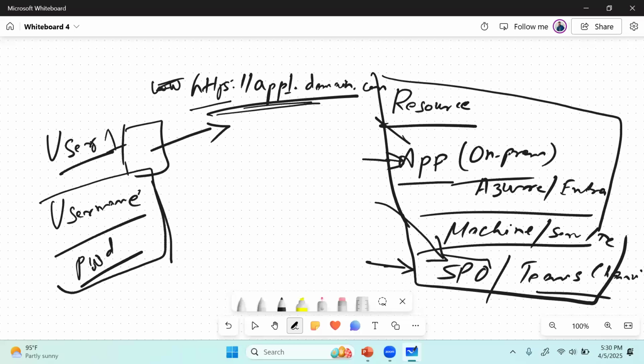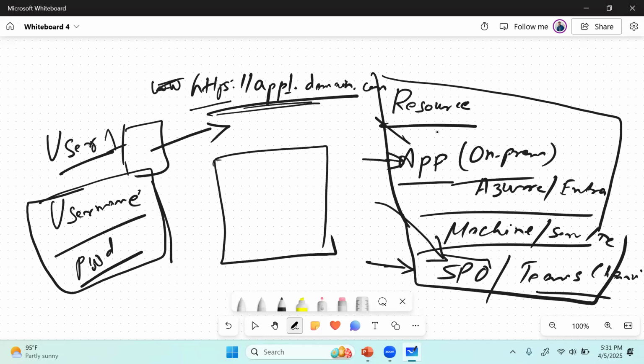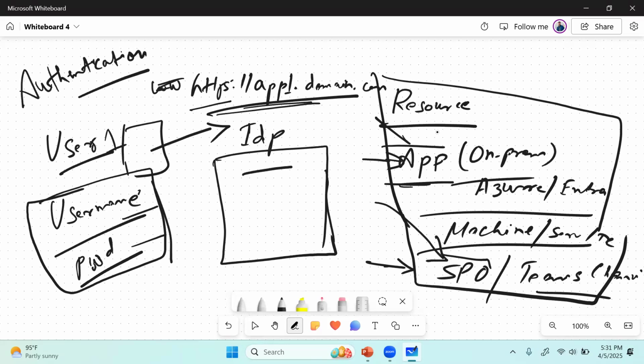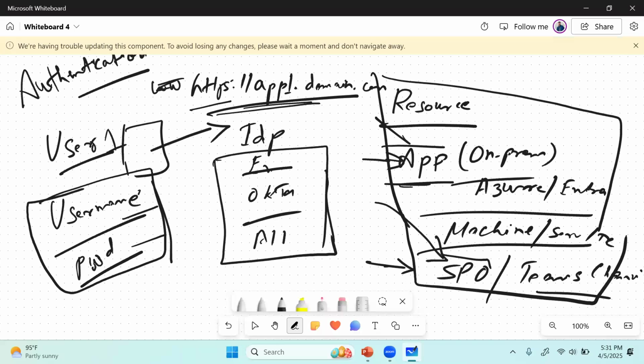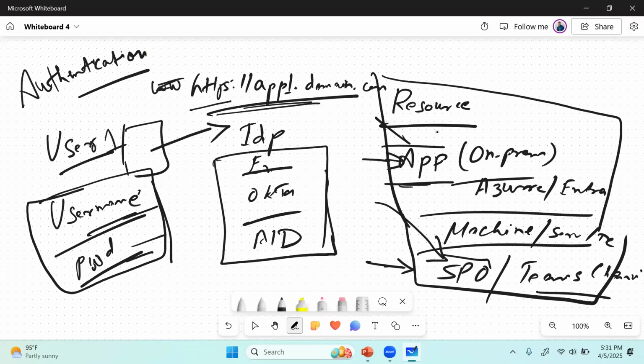Because everything is secured with credentials. If I enter my username and password, and a system known as the IDP validates that this user has provided the correct credentials, only then is access to these resources given. Authentication means this system, the IDP, which could be Entra, Okta, any other third-party system, or your on-premises AD, validates your username and password. After that, the user is able to access the resource. That is known as authentication, meaning it has been validated.